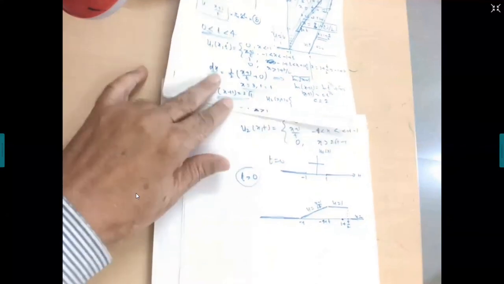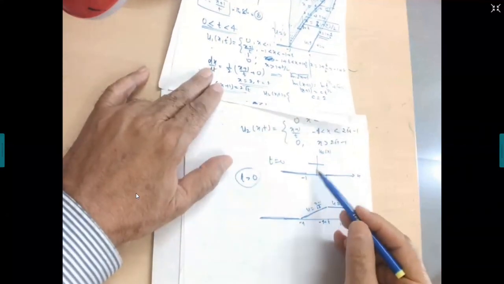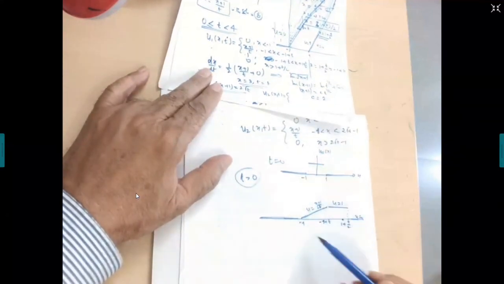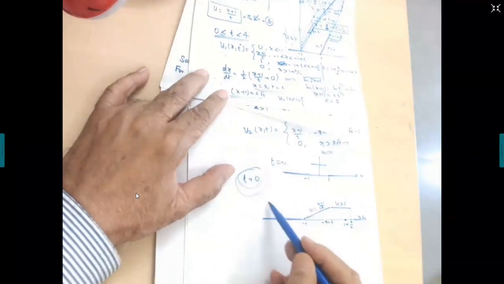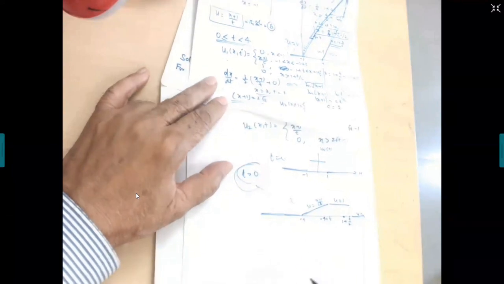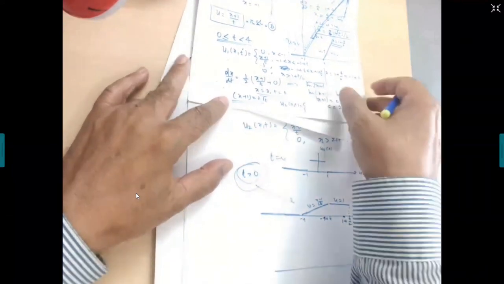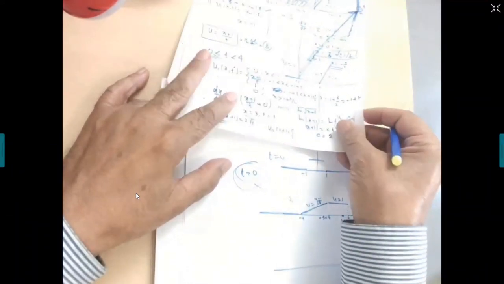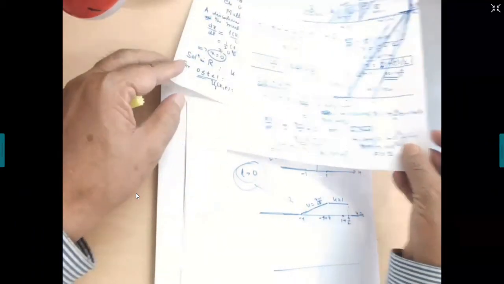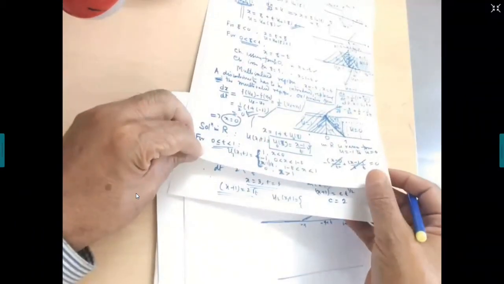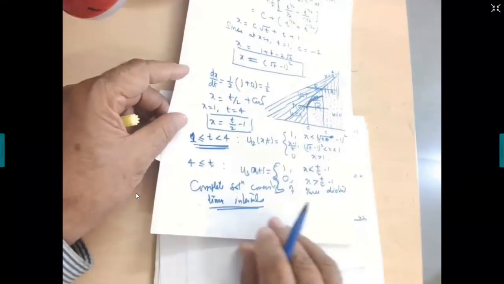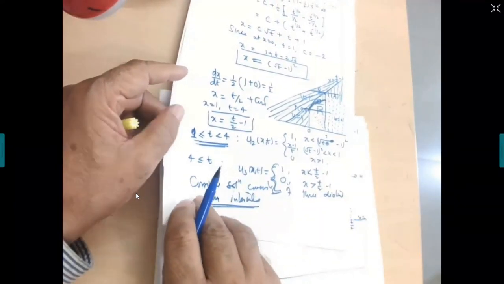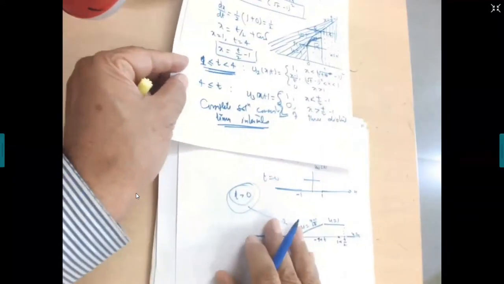So look here, the profile which looked like this at t equal to 0 undergoes distortion during the course of propagation. At any time t greater than 0, it looks like this. And finally, what is the solution U2? U2 wrote somewhere, the solution U2 is here.